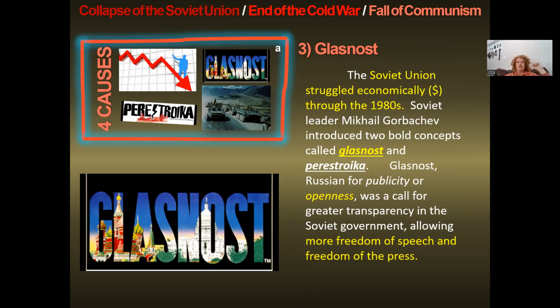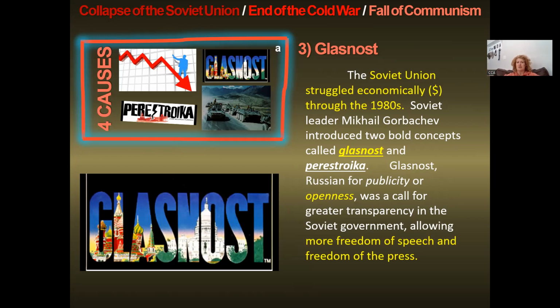reforming the Soviet Union. Glasnost is Russian for publicity or openness, meaning that we are going to switch from being a closed off communist country and open up and have transparency to the world. He wanted to allow more free speech and more freedom of the press.